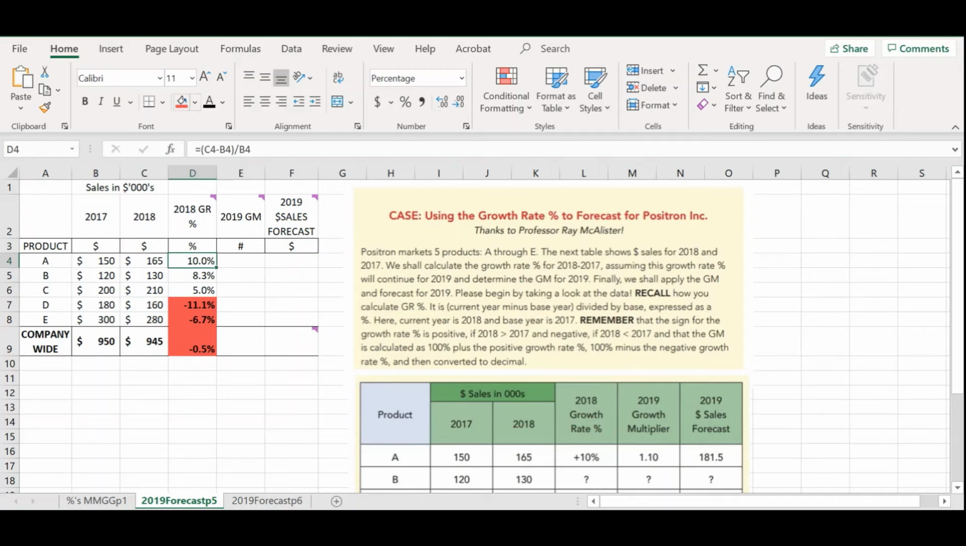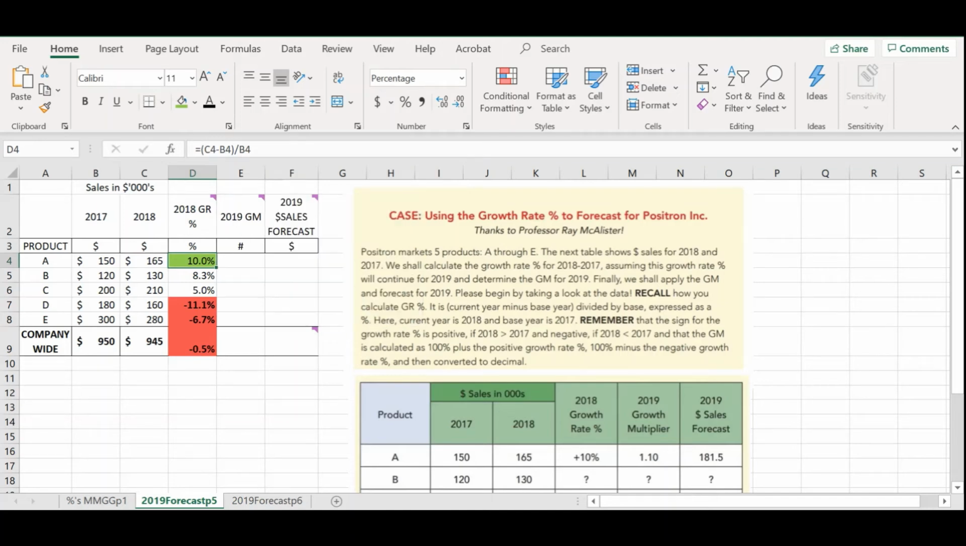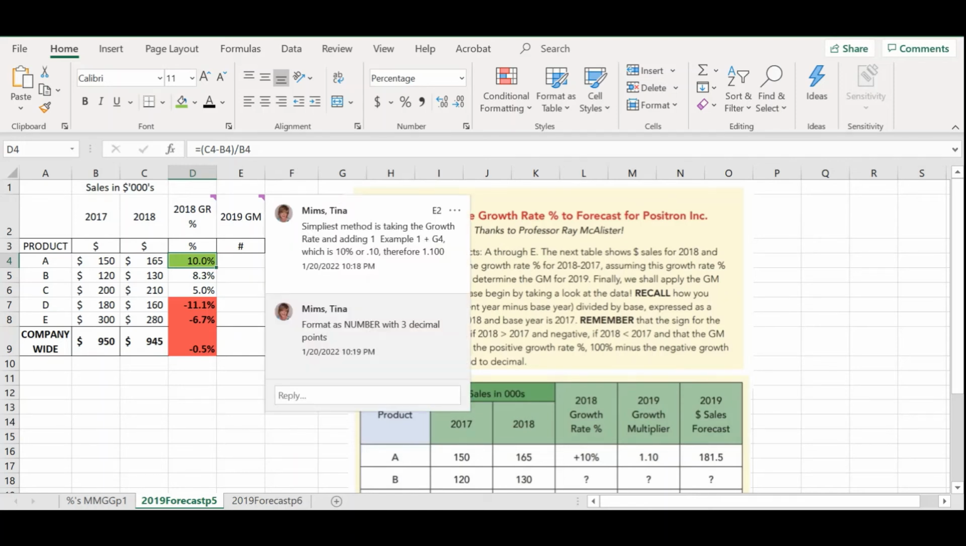Sometimes I'll even highlight some really very good numbers so that we can see, ooh, that was probably the best product out of the growth rate. Okay, let's move on to the growth multiplier.